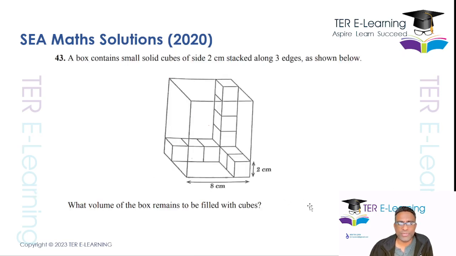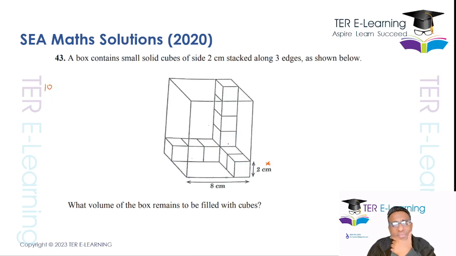Question 43 now. What volume of the box remains to be filled with cubes? So we have some cubes here. Each of them has a side of 2 cm. Right now we have a total of 1, 2, 3, 4, 5, 6, 7, 8, 9, 10. So you actually have 10 cubes initially here.